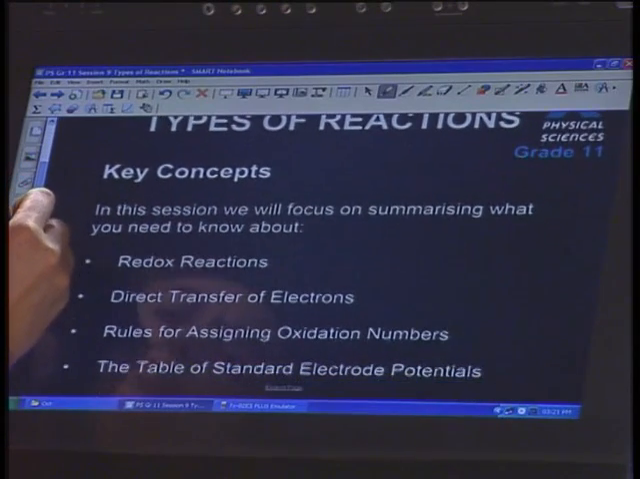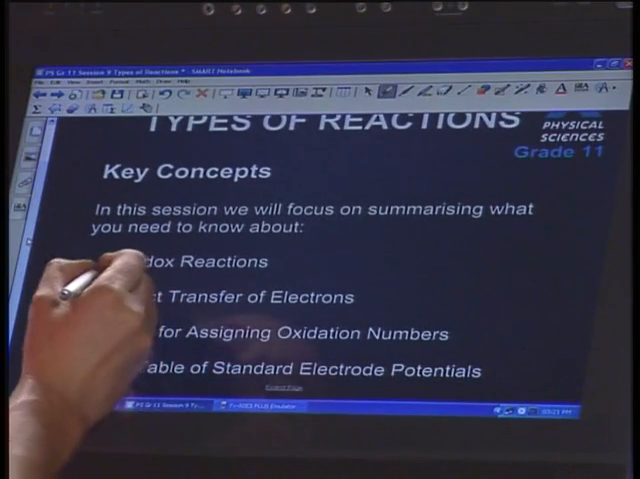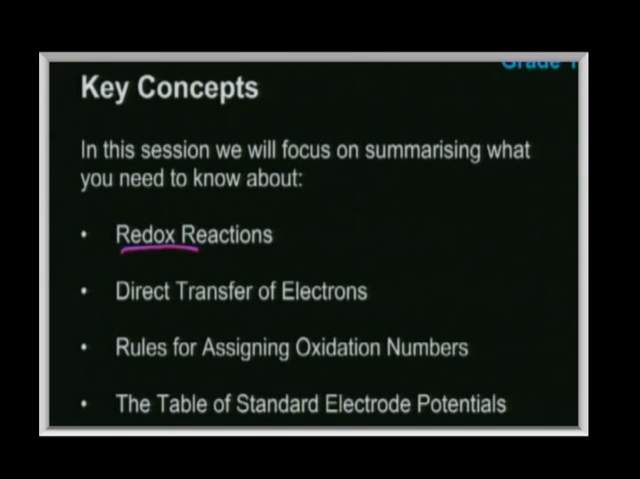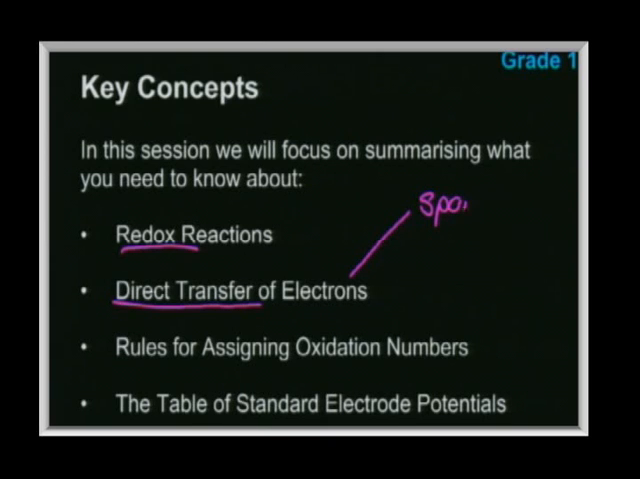The key concepts that we need to look at over here would be the redox reactions that we start off with. Remember, as I said, when we work with a redox reaction, we are going to look at the transfer of electrons. There are two types of redox transfers, the ones where we work with direct transfer of electrons and the ones where there is indirect transfer of electrons. Now, direct transfer of electrons would refer to your spontaneous redox reactions. That would be the primary focus of our studies for this year.